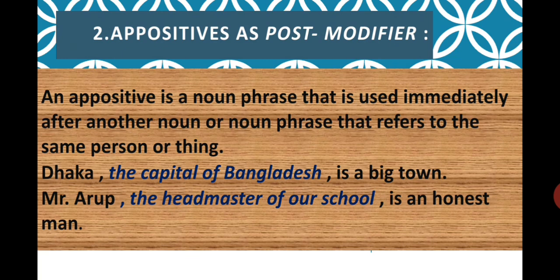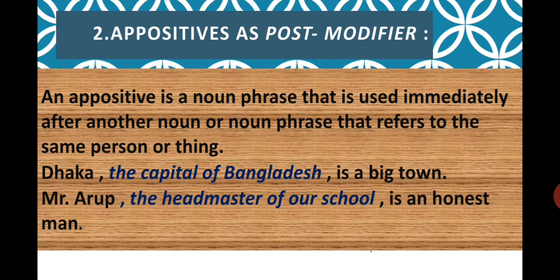Appositive as post modifier. What is an appositive? An appositive is a noun phrase that is used immediately after another noun or noun phrase that refers to the same person or thing. Look at the example.